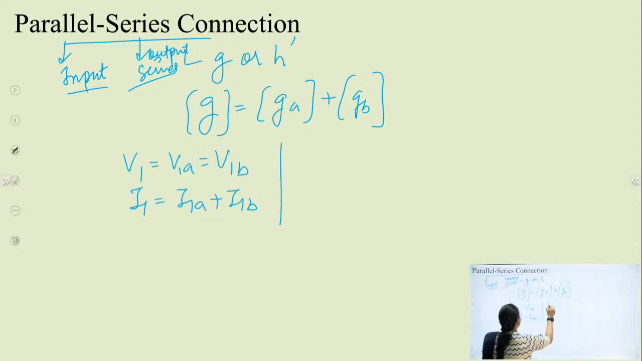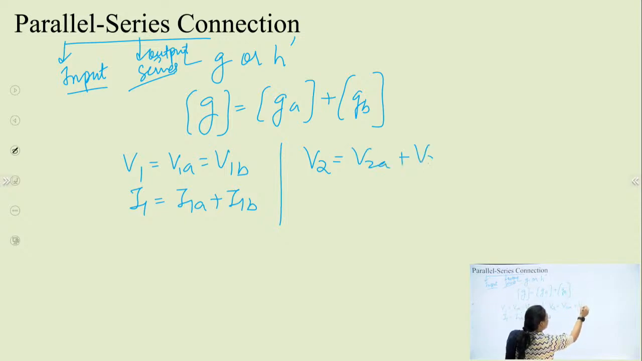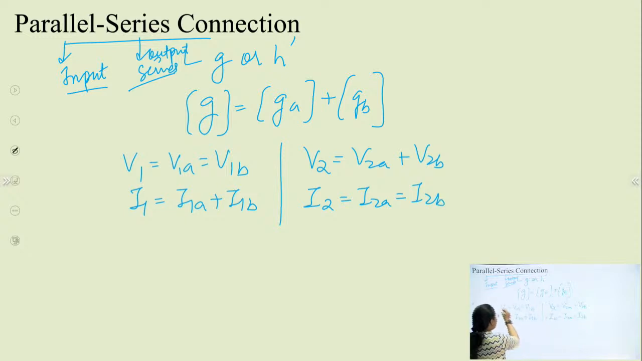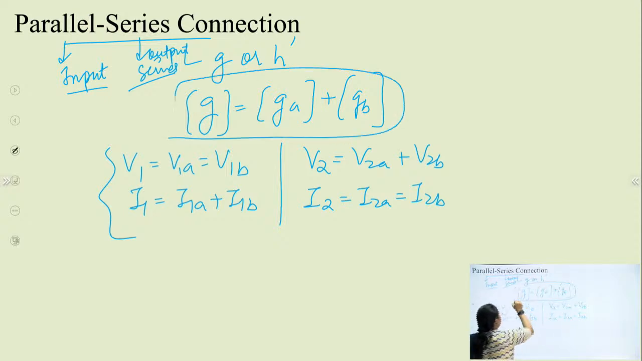और आउटपुट पे क्या कनेक्शन हो जाएंगे, वोल्टेज सीरीज में आउटपुट पे, तो वोल्टेज ऐड हो जाएंगी, V2 will be equal to V2A plus V2B, and here the current will be the same, I2 will be equal to I2A equal to I2B. So by using all these relations for G parameter, we'll get the resultant output which will be equal to the summation of the G parameters of the two different networks, and this will be again the same for n networks.